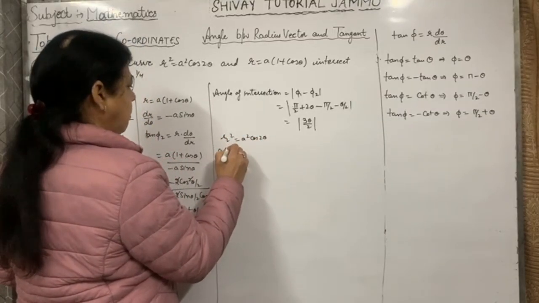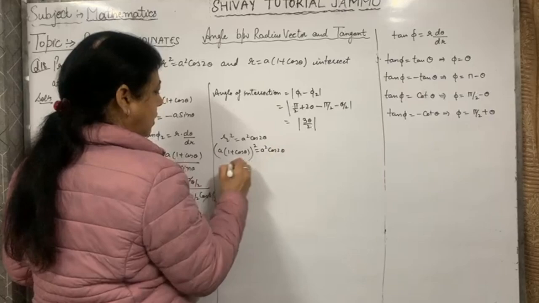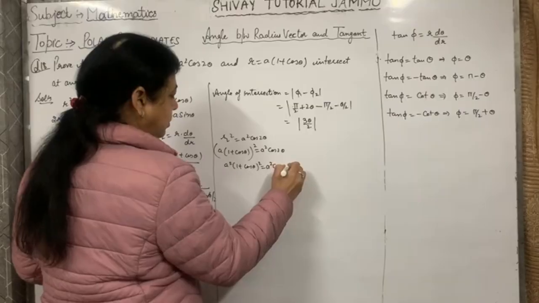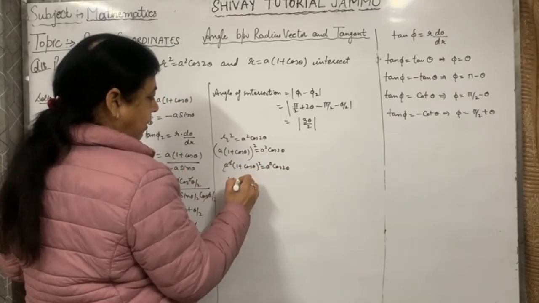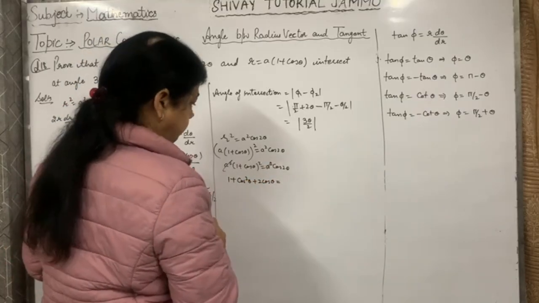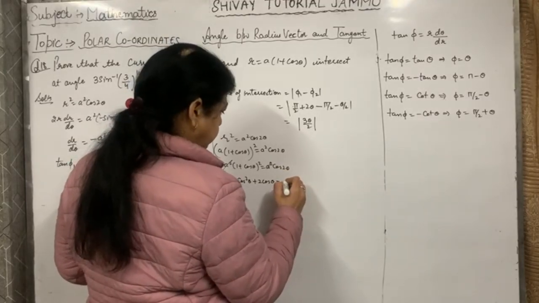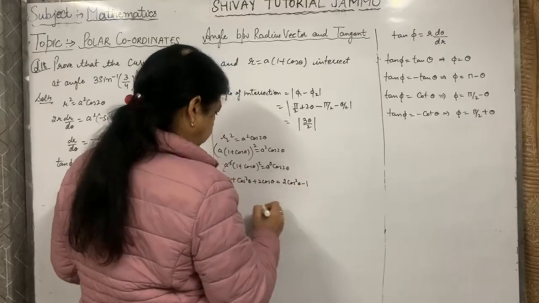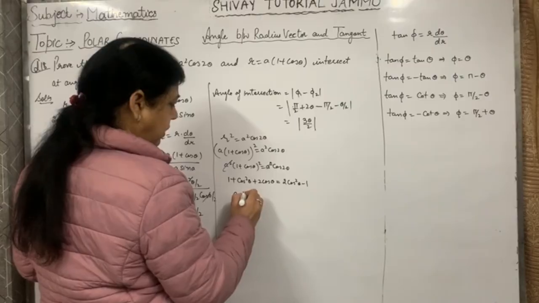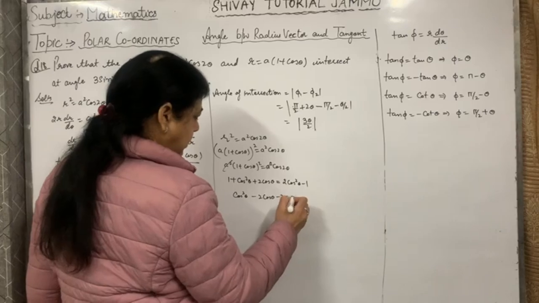When we use the given equation, r square is a square cos 2 theta. So r is a into 1 plus cos theta, whole square is a square cos 2 theta. This is a square into 1 plus cos theta whole square equals a square cos 2 theta. A square cancels, 1 plus cos square theta plus 2 cos theta is cos 2 theta. I can write it as 2 cos square theta minus 1. I shift to this side, cos square theta minus 2 cos theta minus 2 is 0.